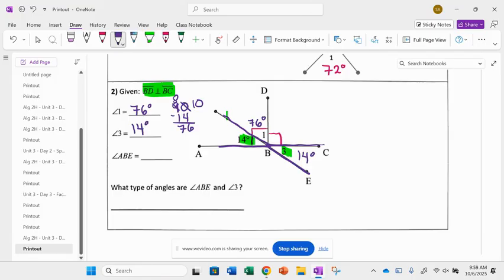Got it. Okay, so now let's go on to angle ABE. Let me get rid of all my highlighting. Okay, I'm going to outline this. Angle ABE. So ABE.